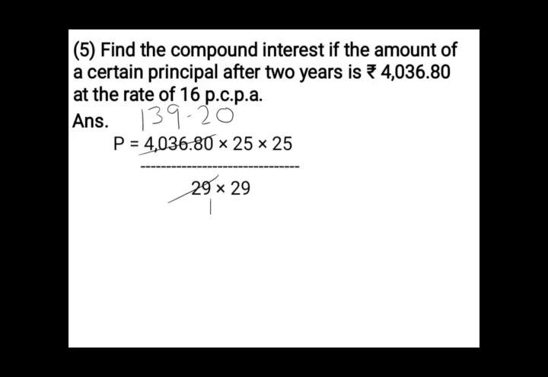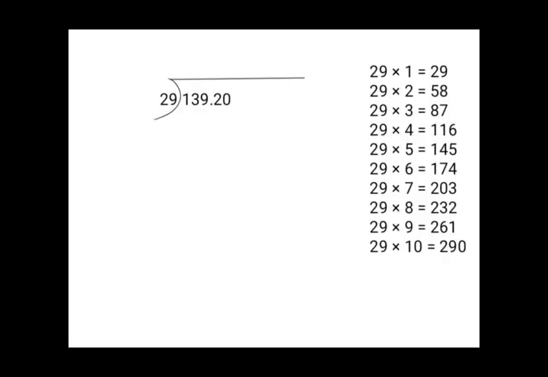29 times 139.20 is 4036.80. Now again you have to write this in multiplication form. That is, 139.20 multiply by 25 multiply by 25. Denominator, what is left? Only 29. That is upon 29. Again you have to divide 139.20 upon 29. 29 fours are 116, because 29 fives are 145. 145 is greater than 139. Subtract now, 139 minus 116.